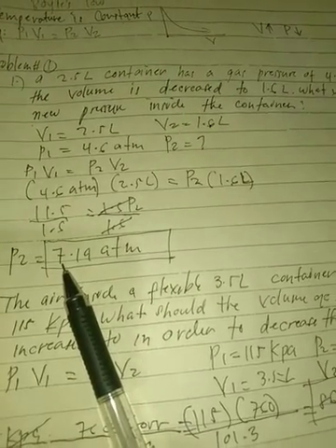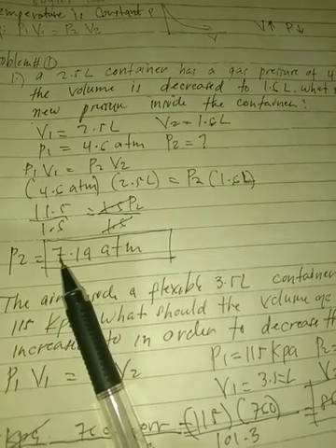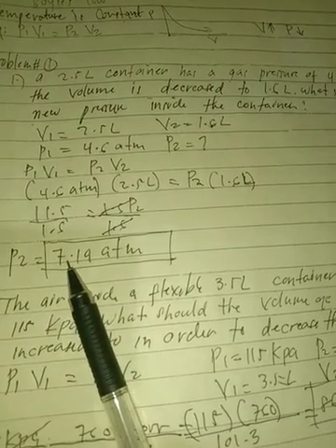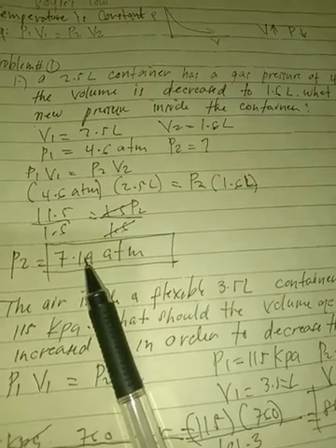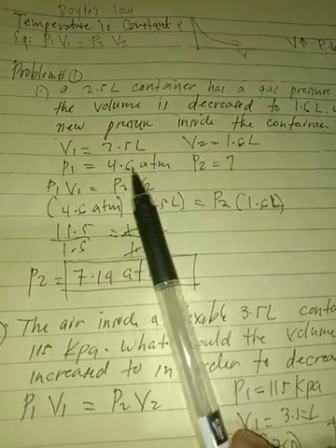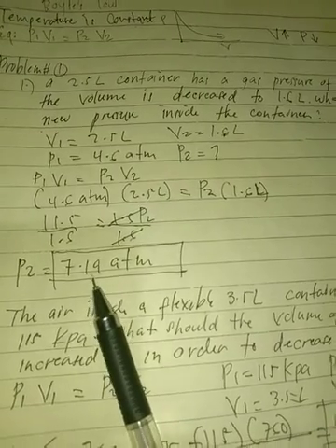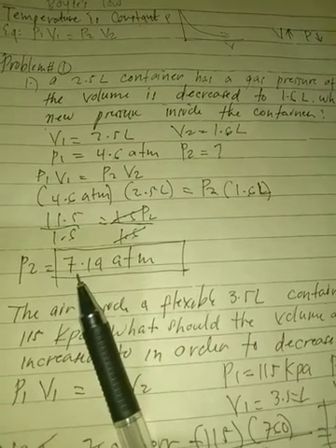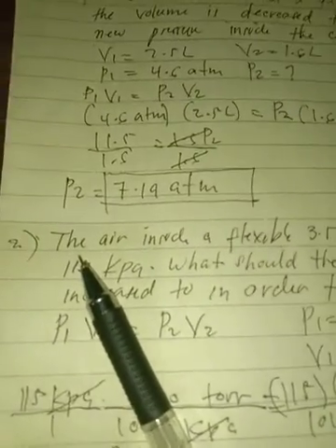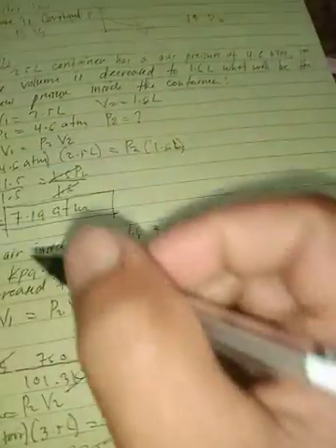So this is the answer in problem number 1. Our pressure is increasing, because it went from 4.6 to 71.9. Meaning to say, our pressure increased. So the next is problem number 2.